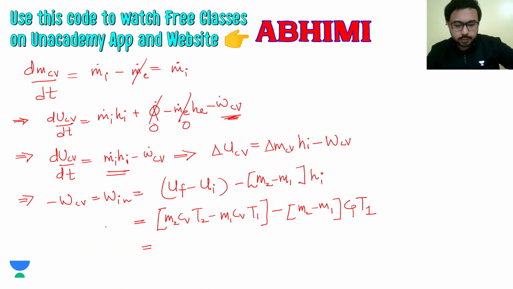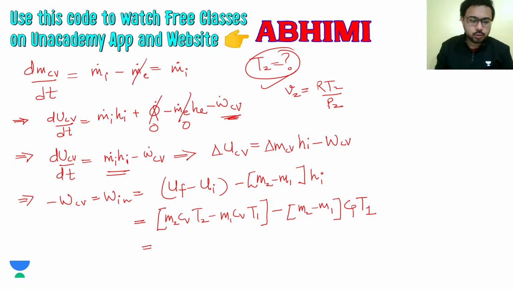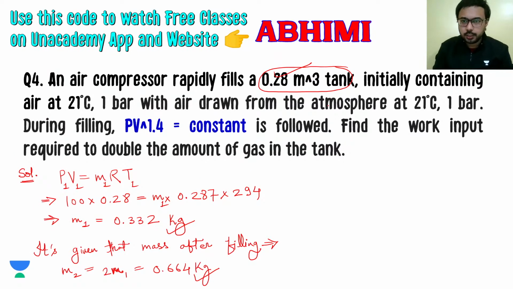We can calculate that from the ideal gas law equation. To find T2, we need to first find the specific volume, and that specific volume will be made equal from the ideal gas law as R T2 divided by P2. We have to look into whether we have this P2 or not. P2 we can calculate via this equation, PV raised to power 1.4 is equal to constant.